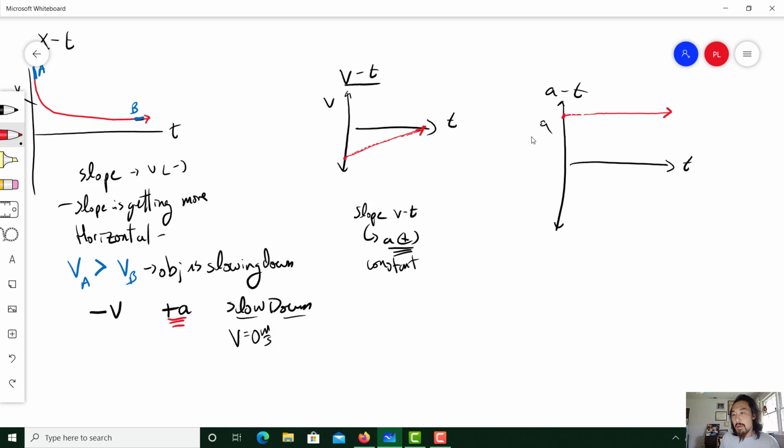So our acceleration will be positive, and it does not change because that slope is constant. So our acceleration versus time graph will look something like that.